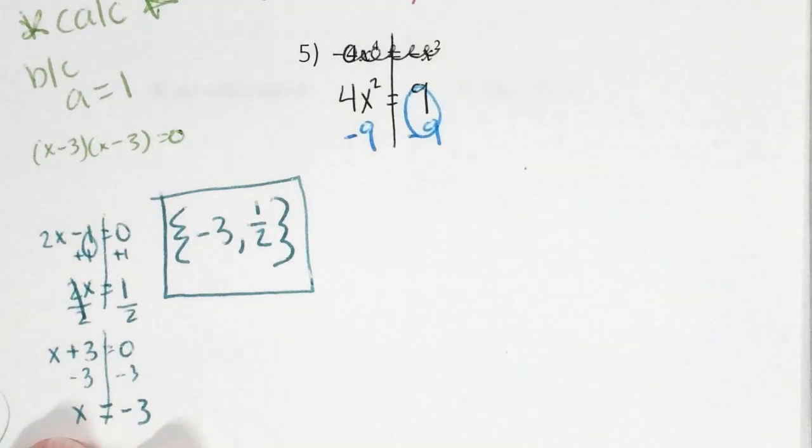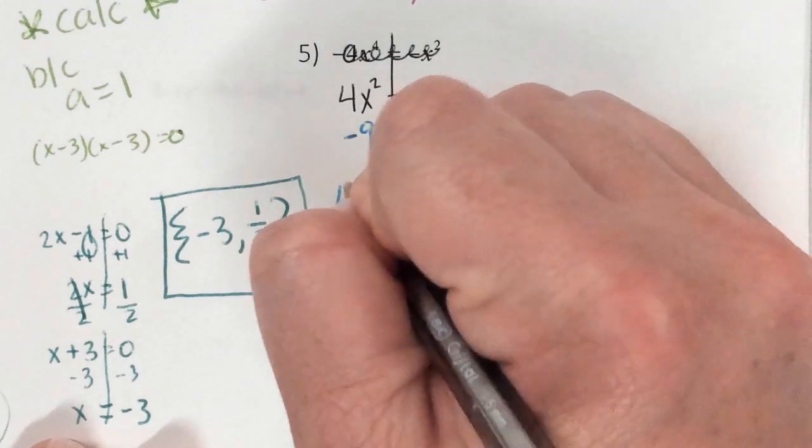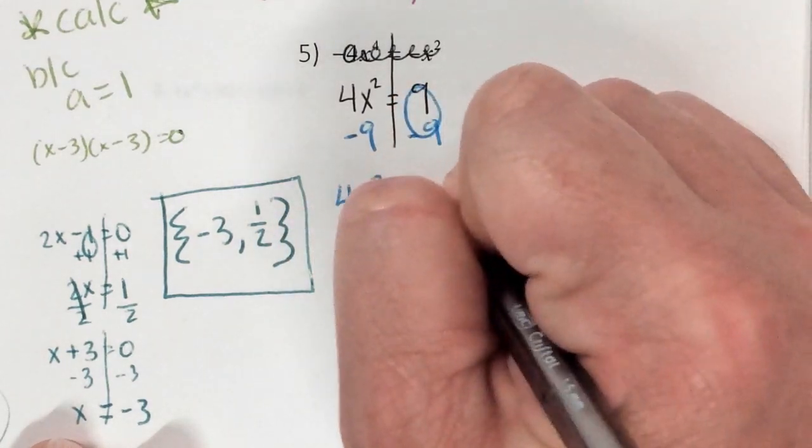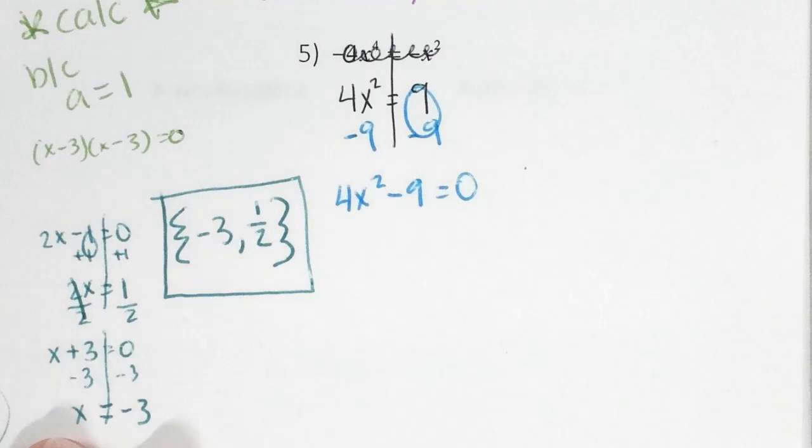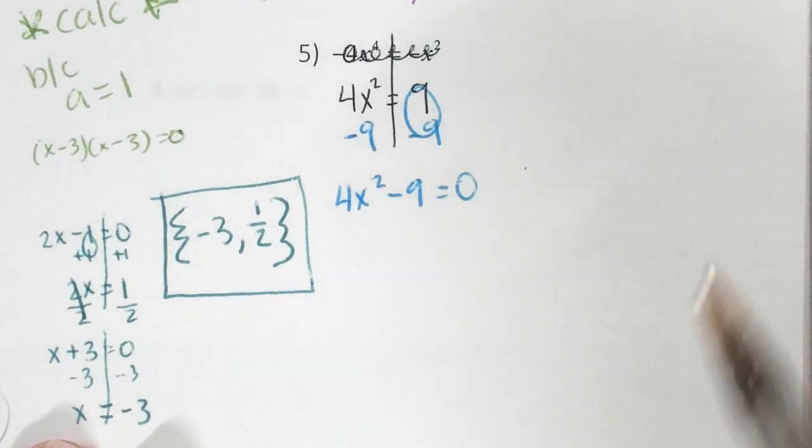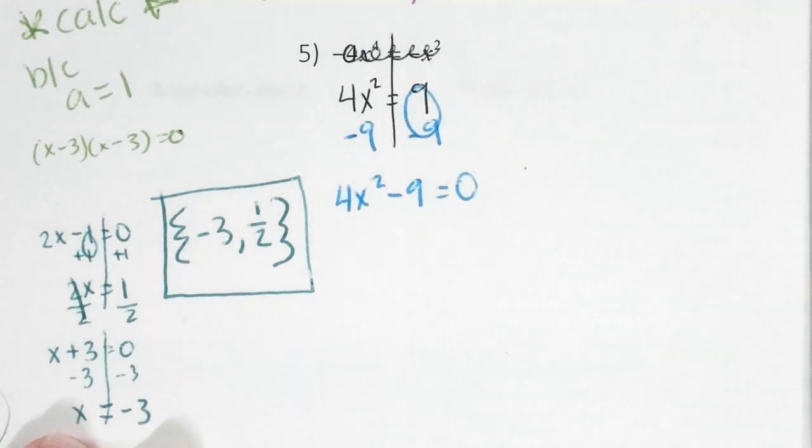So a lot of times, if my a is negative, I will always move that one, even if there's like 2 on that side, I'll move both of them to make my life easy. So I have 4x squared minus 9 equals 0. And I'll show you what I mean by that here in just a second. Now, is this something I'm going to snowflake? No. But I'm still factoring it. How am I factoring it?